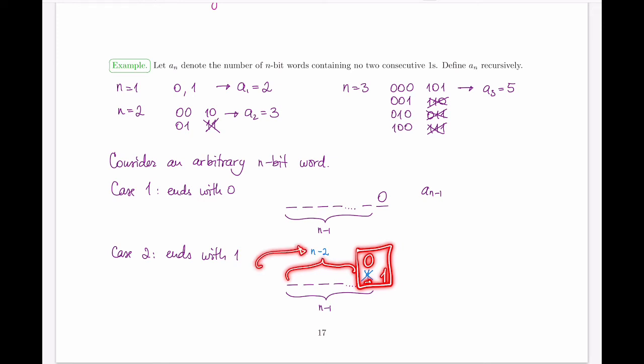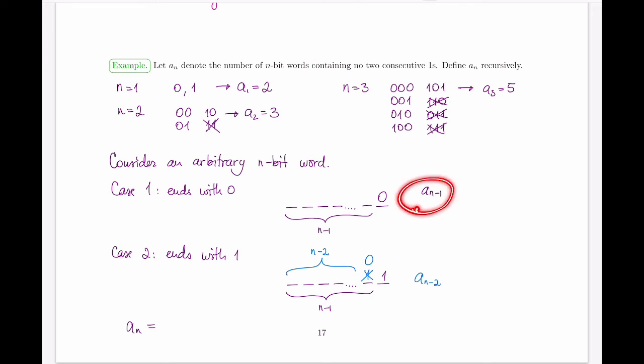And how many strings of length n-2 are there with no two consecutive ones? Well, there are a sub n-2 of them. So that means that the number of strings of length n with no two consecutive ones is equal to the case where they end in 0, which results in a sub n-1, or the case where they end in 1, which forces them to end in 0, 1, which means that there are a sub n-2 other choices that we can then attach 0, 1 at the end of.